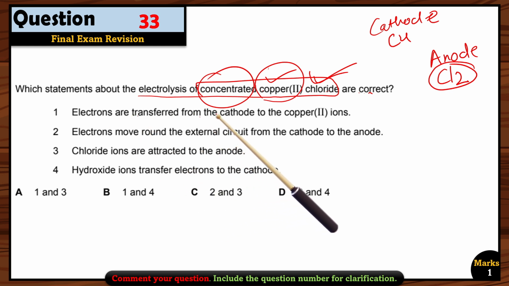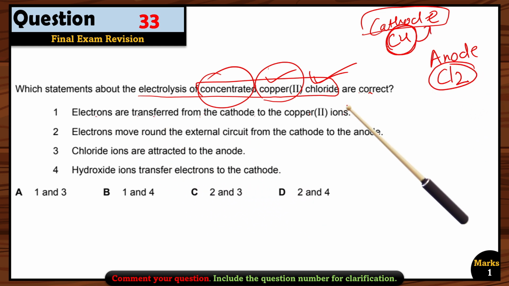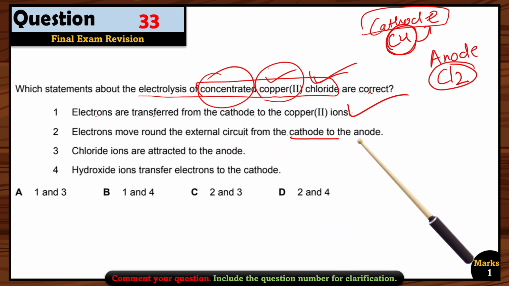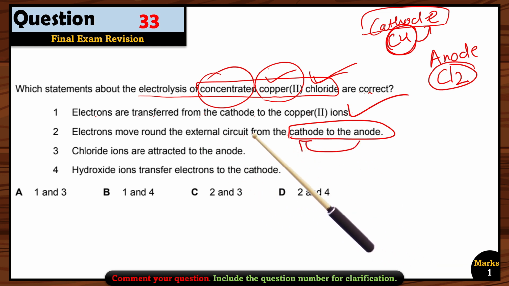Electrons are transferred from the cathode to the copper ions. Yes, that's right, because at the cathode, usually what is happening? Reduction. So whichever ion comes to the cathode, it will gain the electrons. Electrons move around the external circuit from the cathode to the anode. That's wrong. They move from the anode to the cathode. That's why the cathode has electrons.